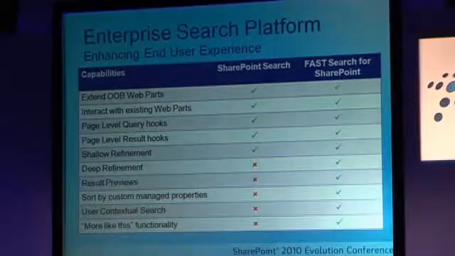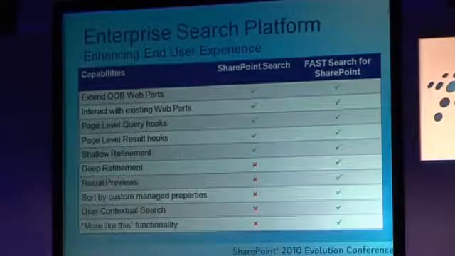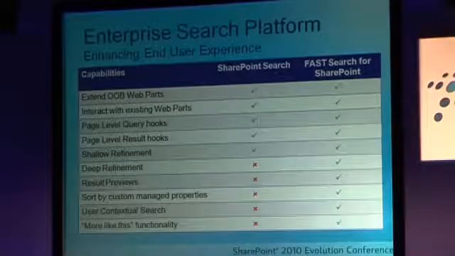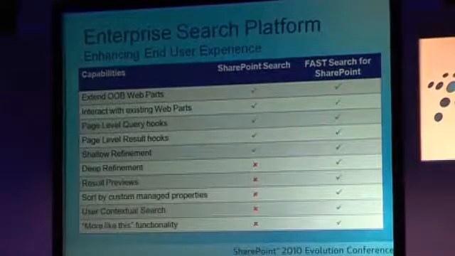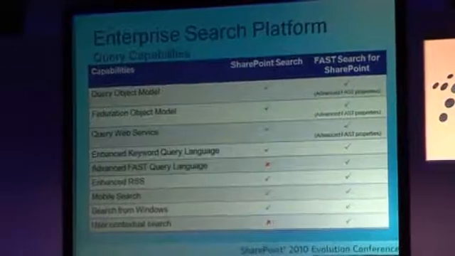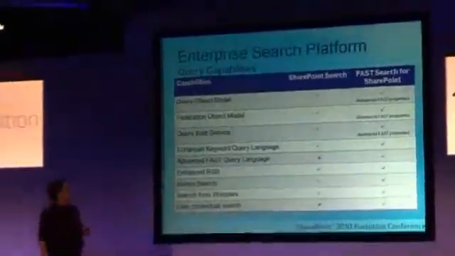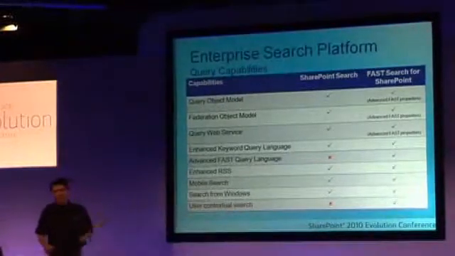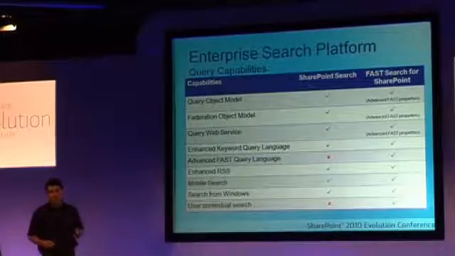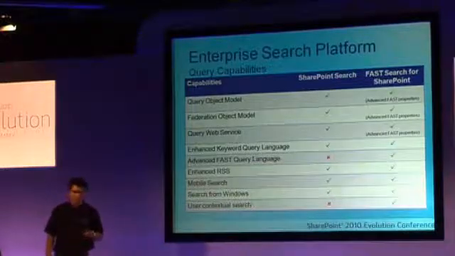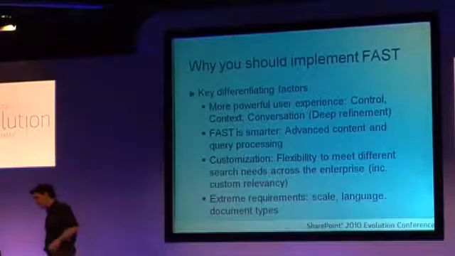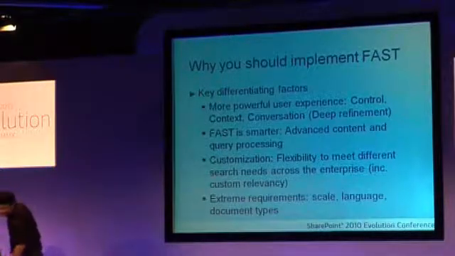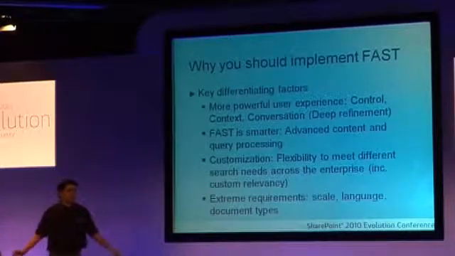So, what we get above and beyond SharePoint 2010: deep refinement, the browser previews of Word and PowerPoint documents, sorting on custom metadata, user context, and similar results. In terms of query capability, it's FQL, really, that is above and beyond what we get with SharePoint 2010. Now, this was a difficult one to think about, because it's all fine and well. We should actually invite comments from our FAST colleagues.